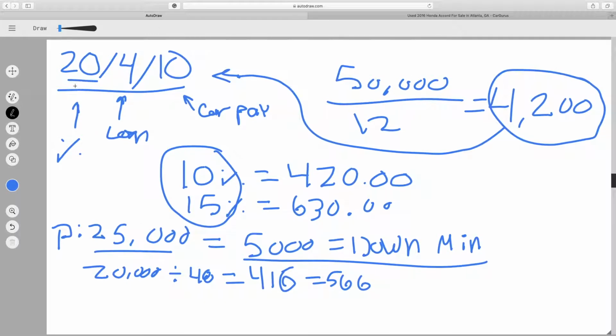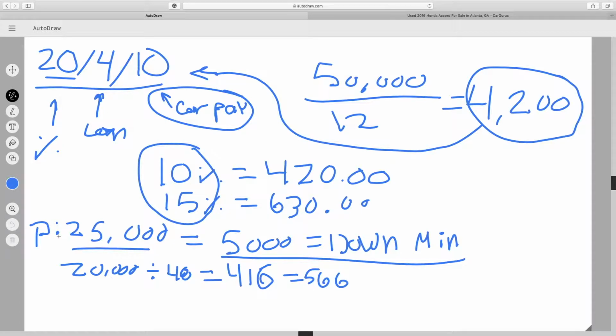So this is how you can determine how to afford a car. I know this may be a little bit confusing, but remember, 20% down, 4 years maximum, 48 months, and 10% of your monthly income. Monthly income for a $50,000 income.